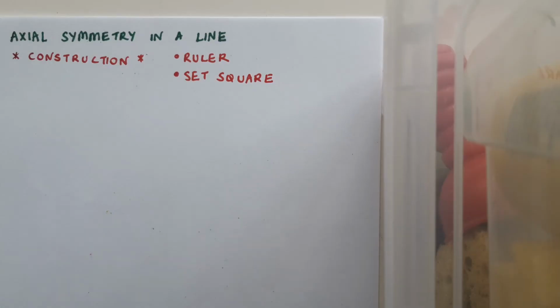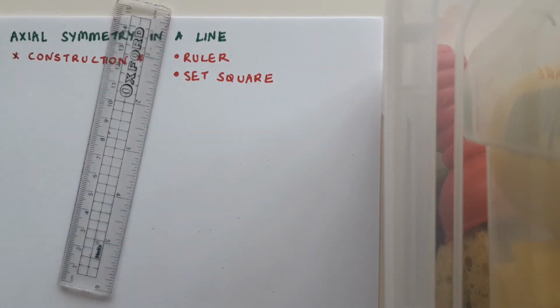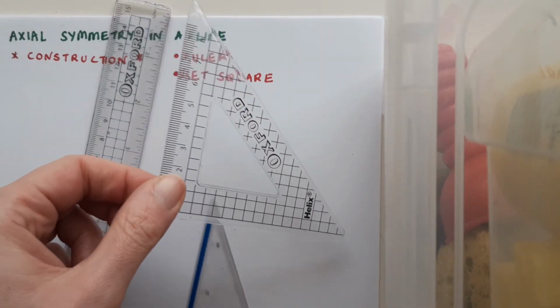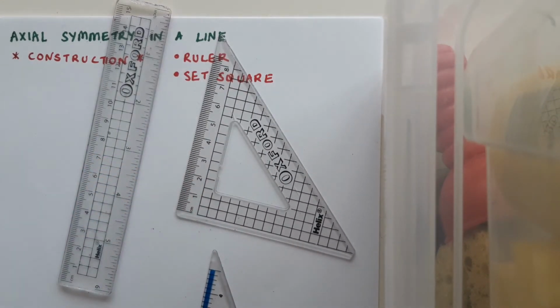So now we're going to look at axial symmetry in any line, not just on the coordinate plane. And we're going to do a construction. For this construction, you'll need a ruler and you'll need a set square. Either of those will do, it doesn't matter which one you're looking at.